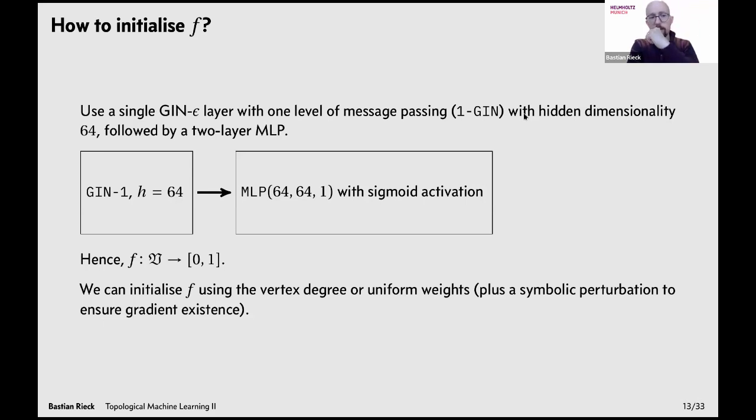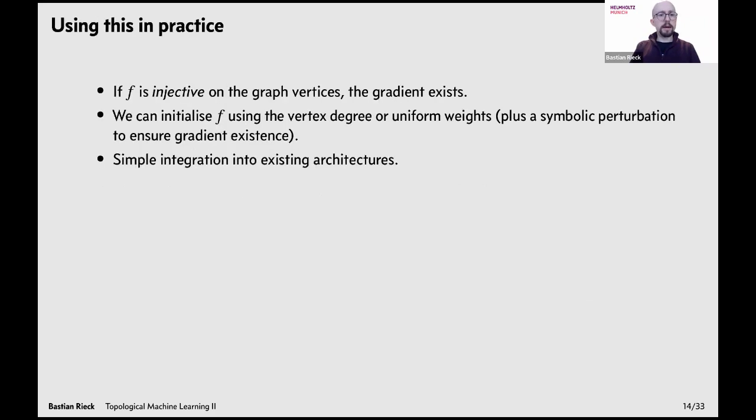And here we, at least for the paper with Chris, we picked a single graph isomorphism network layer, one level of message passing, and then we had a 2-layer MLP afterwards with the sigmoid activation. The upshot of this is that our filtration function is a function that goes from the vertices to [0, 1], and then we can of course initialize this somehow, either using uniform weights plus symbolic perturbation or using the vertex degree, but that is a useful filtration function to put on the vertices of the graph and to later on train in a task specific manner. And we can use this in practice, and it works.